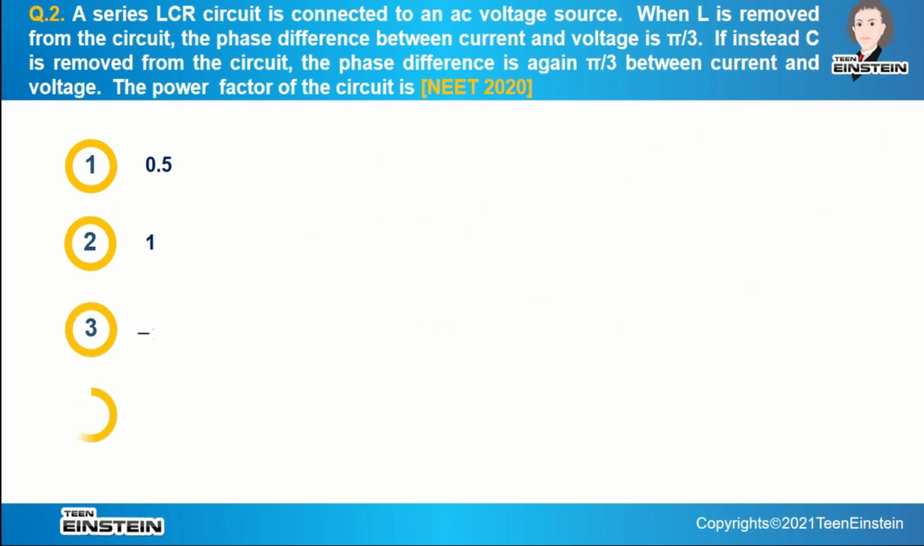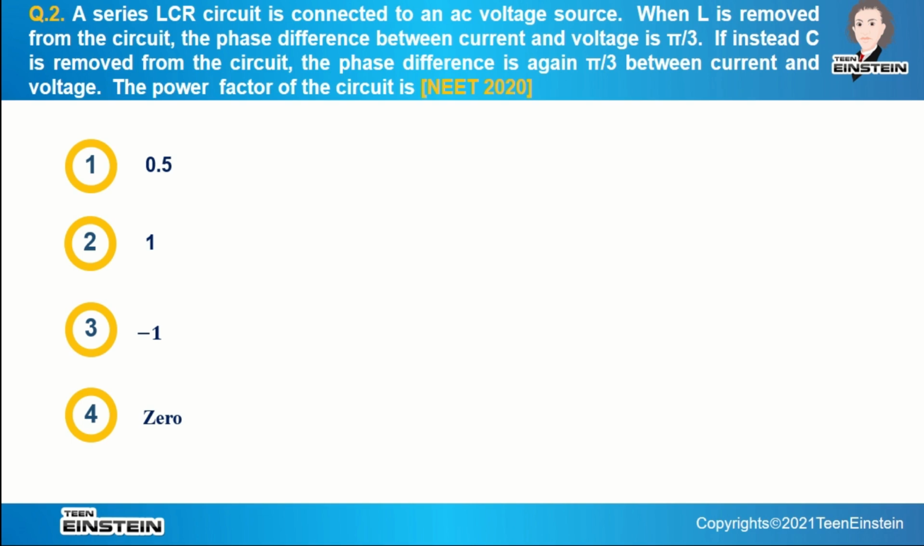A series LCR circuit is connected to an AC voltage source. When L is removed from the circuit, the phase difference between the current and voltage is pi by 3. If instead C is removed from the circuit, the phase difference is again pi by 3 between current and voltage. The power factor of the circuit is?